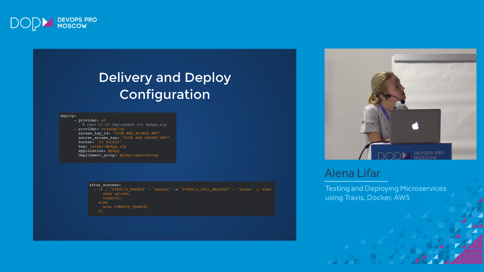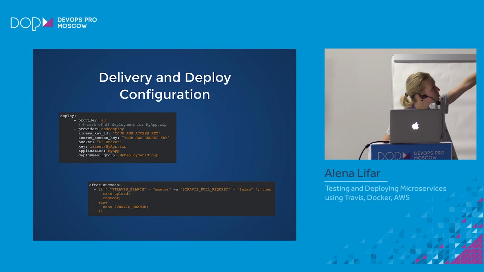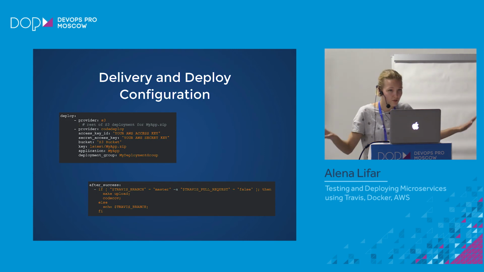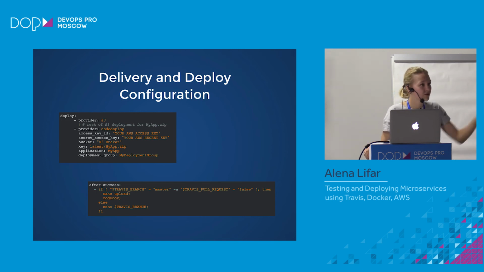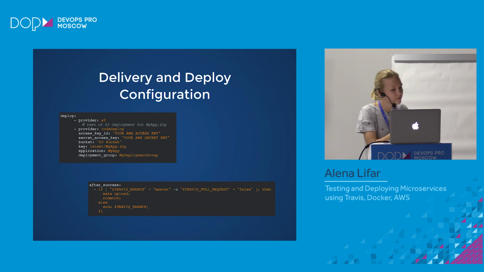So this is a Travis configuration for delivery and deploy. The first one is deploy. You see the provider is CodeDeploy. So basically, Travis can do the whole thing for us, and we just receive emails or notifications. It's very nice, and I hope they are not read. And the after_success step uploads the stuff. For us, it just runs the upload target.